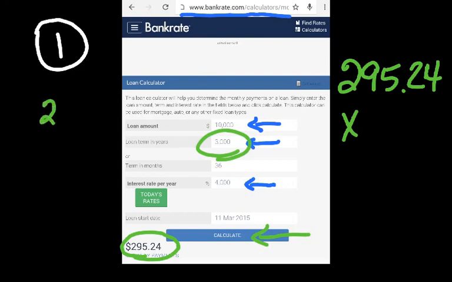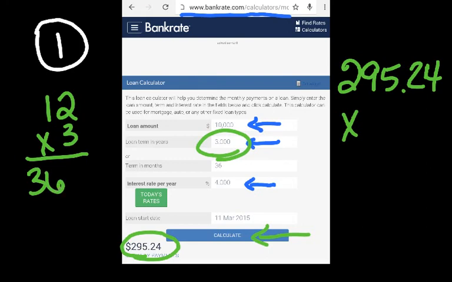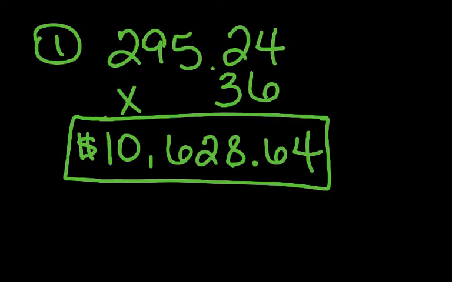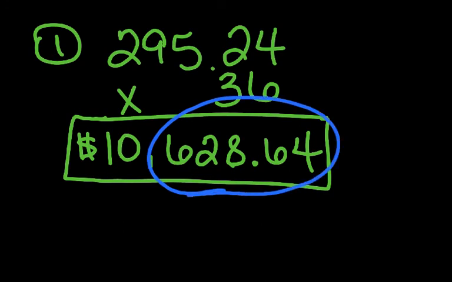So to convert that to months, of course, you multiply it by 12. So you're going to pay this for 36 months. Then just multiply how much you're paying per month times 36, and that's going to give you your total cost to repay it. So that means you're going to pay back $10,628.64. Basically what that's telling you is you pay back the $10,000 that you borrowed, but then you had to give the bank $628.64 just to borrow that money.